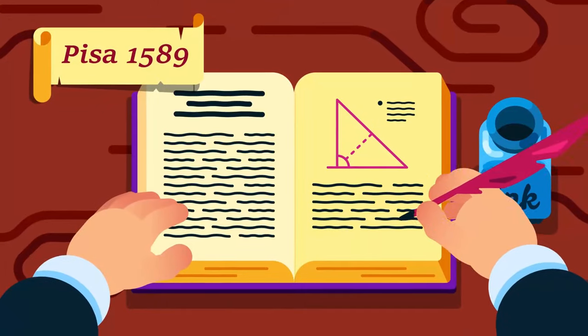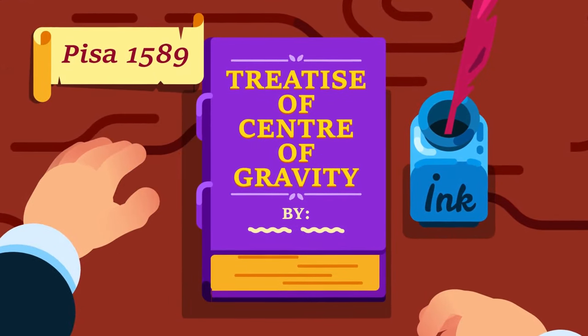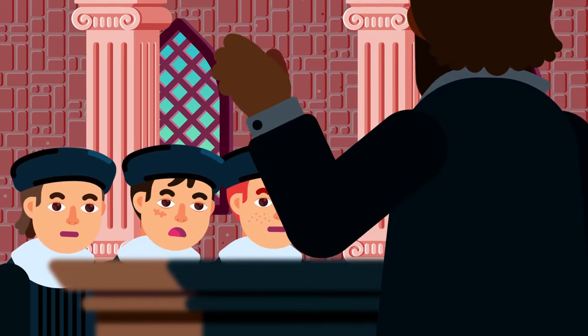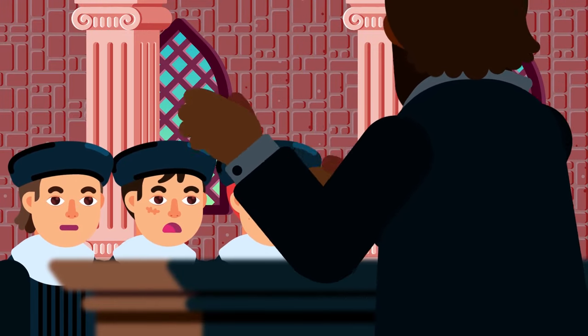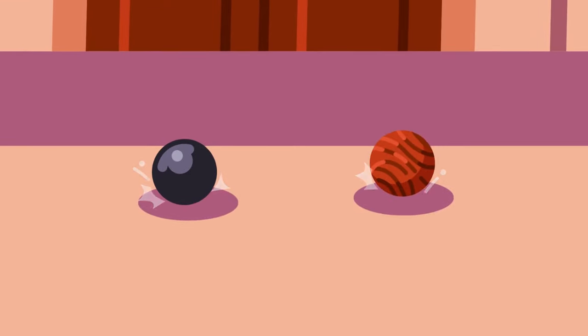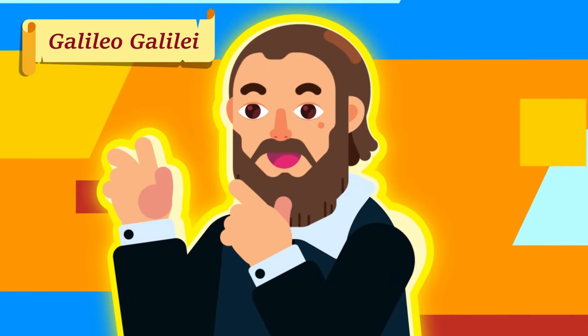In Pisa, 1589, a bright young man wrote a treatise about the center of gravity. His work reached the powerful Florence ruler, the Medici family, which later granted him a position as lecturer at the University of Pisa. This was his starting point of exploring more about gravity and making a well-known experiment later at Pisa Tower. This man is Galileo Galilei.